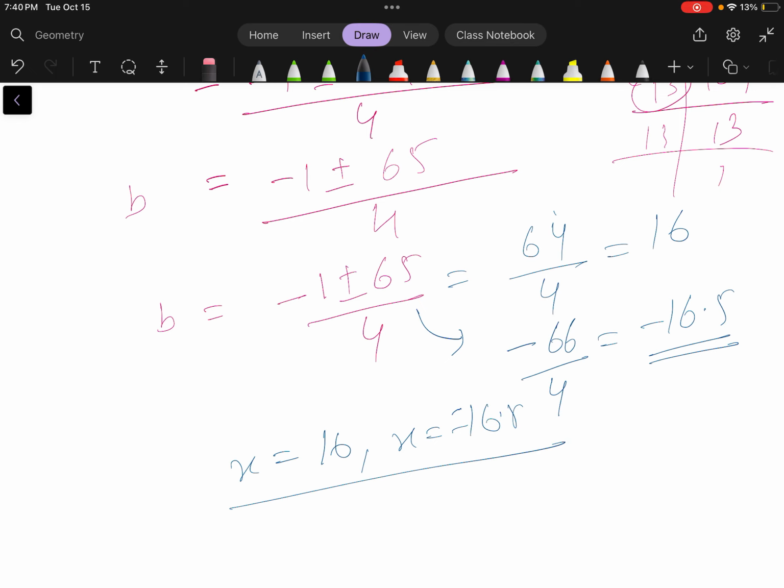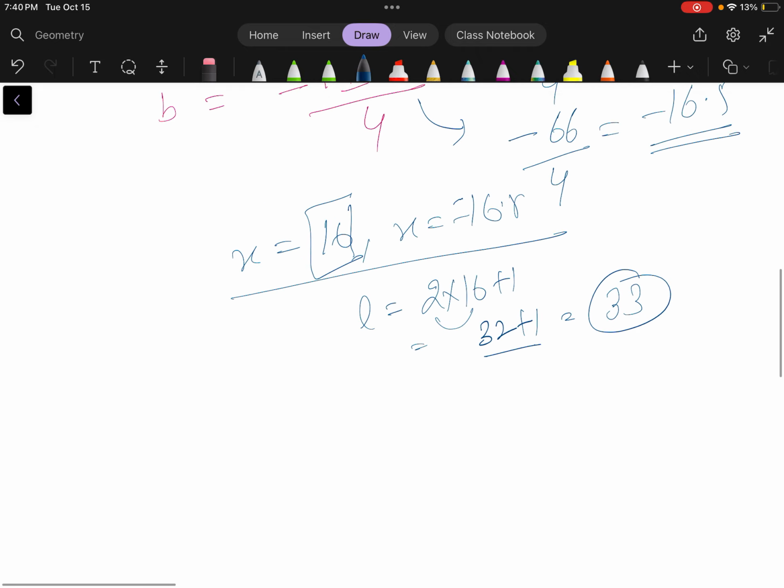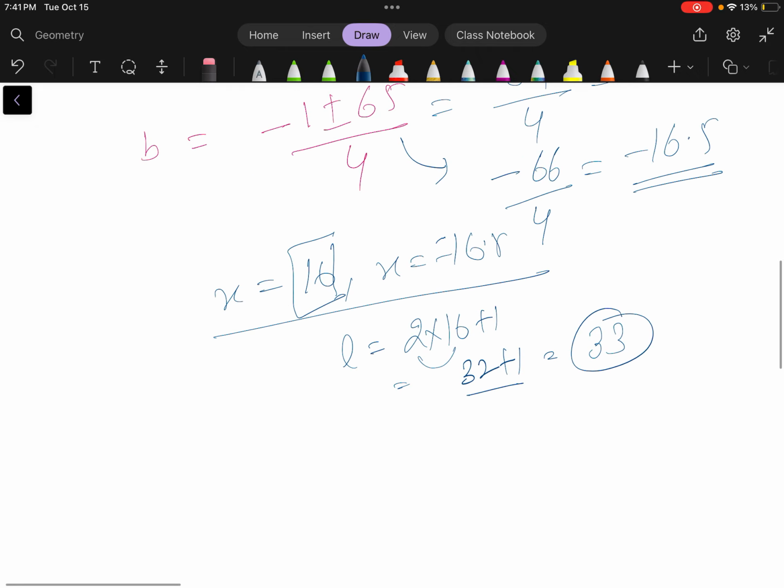Okay, so now with the help of these values, we will consider this as 16. So length is equal to twice of this one, 2 into 16 plus 1. So this is equal to 32 plus 1, so this will be 33. So now we have length is equal to 33. Breadth is equal to how much? Breadth is equal to what we solved here, 16. 16 only, that is negative, so we'll neglect this one.